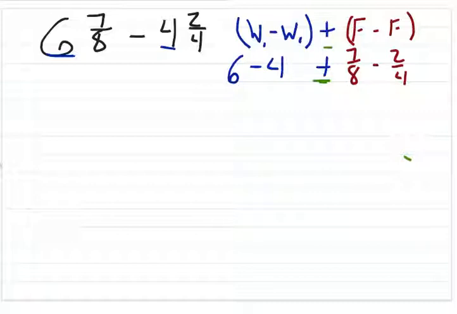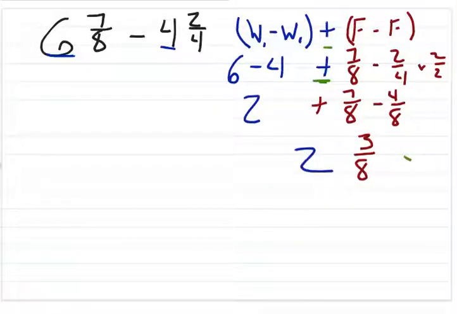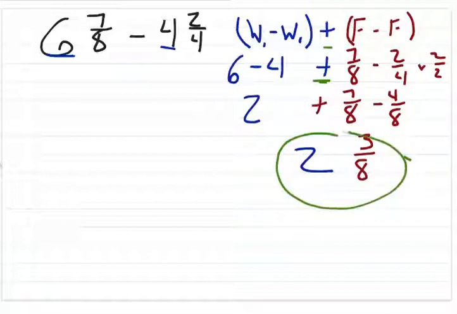So 6 minus 4 is 2. 7/8 and 2/4 need a common denominator of 8, so 2/4 times 2 over 2 turns into 4/8, and we have 7/8 minus 4/8. So then I know that 7/8 minus 4/8 is 3/8. Bring my 2 down. So my final answer here of 6 7/8 minus 4 2/4 is really 2 3/8.